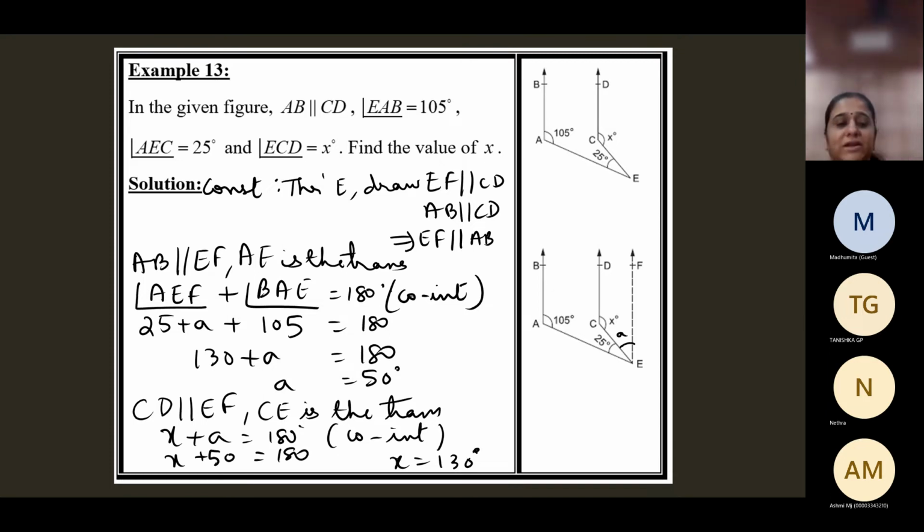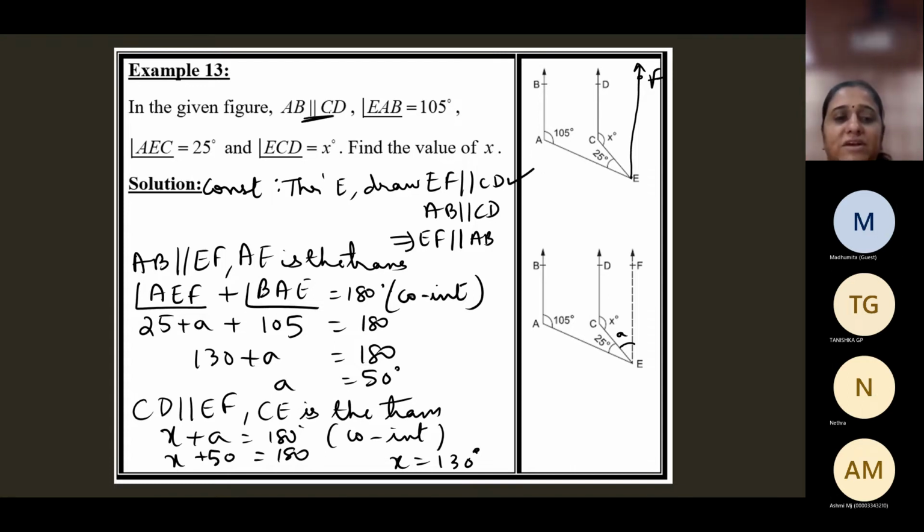All right, children, let me explain now. The construction is, through E, draw EF parallel to CD. You can say parallel to AB or parallel to CD, anything. So if you say EF parallel to CD, that is the construction.